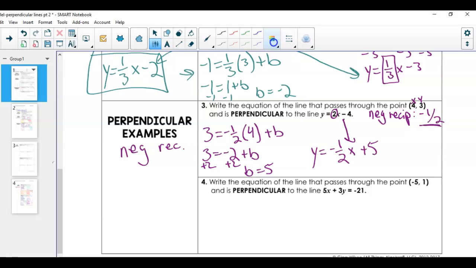And what I'm saying is that these two, the original and the one I just found, are perpendicular to one another.